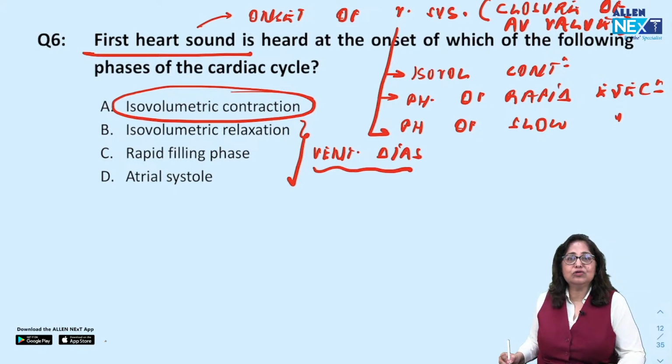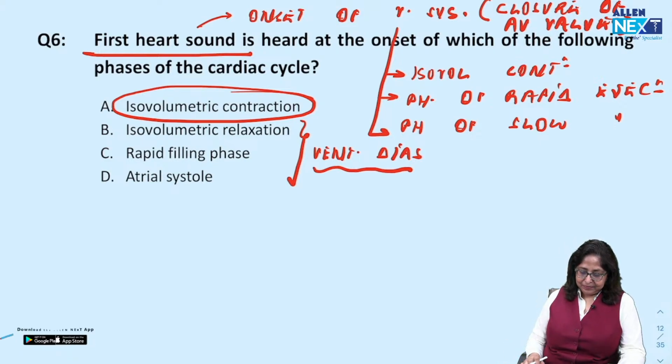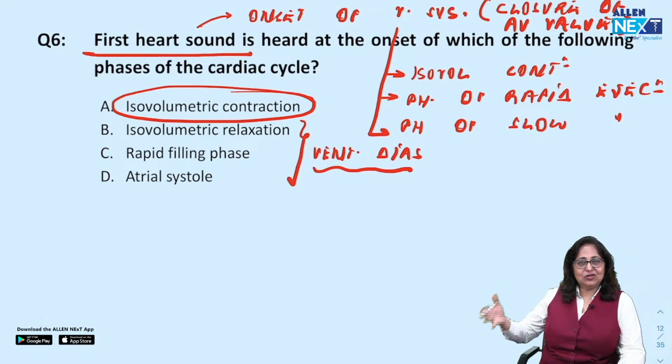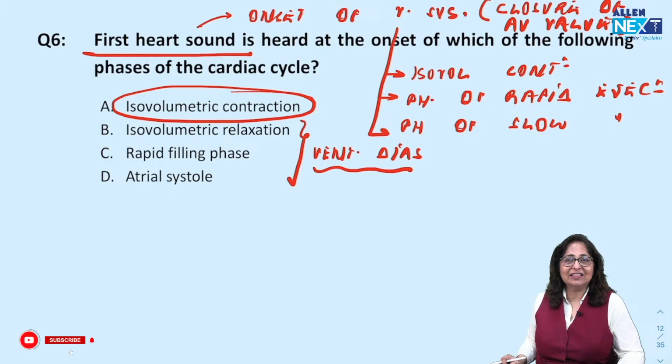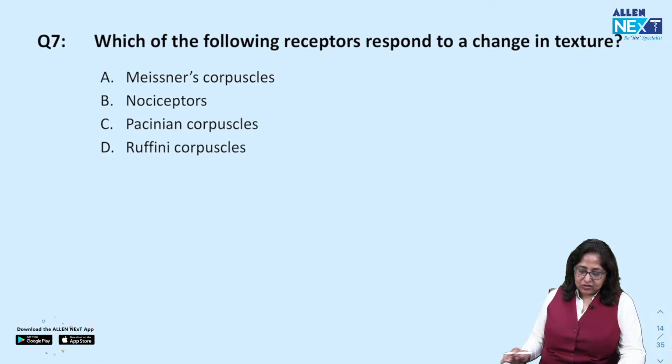Second heart sound is due to closure of the semilunar valves, that is aortic and pulmonary. Okay. Between S1 and S2 is ventricular systole. So S2 will be heard at the onset of isovolumetric relaxation phase. All right, let's go on to the next one.